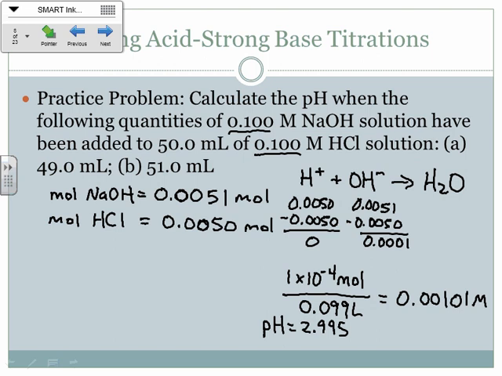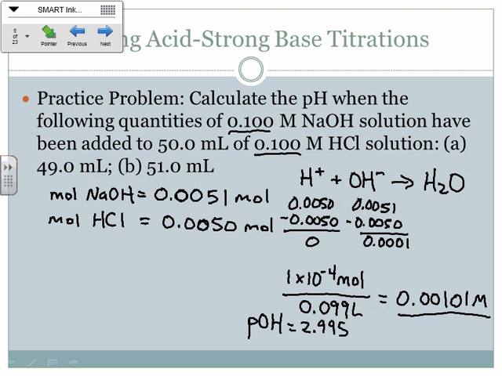Okay, so then I can do the exact same calculation here for the OH minus. So this is my molarity again for the OH minus. But the difference now is that this is not a pH anymore. When I take the negative log of this number, it's a pOH.